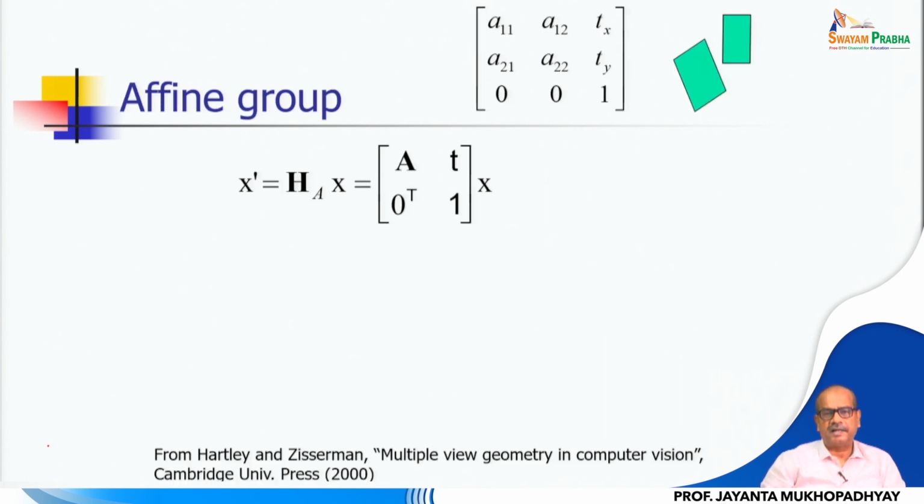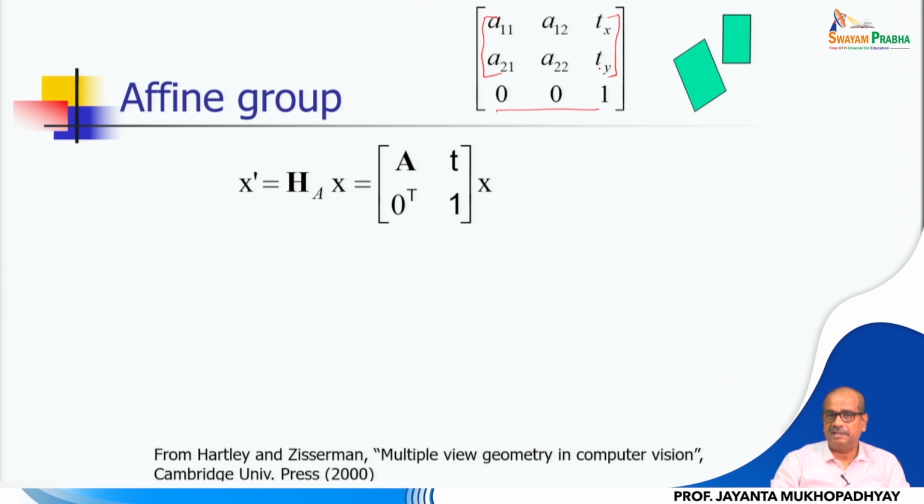Now let us consider the affine group. When you are considering the affine group, as I mentioned, the last row would be in the form of 0, 0, 1. So that characterizes an affine transformation, and which means that all these 6 elements now become unique under this representation. When it is 0, 0, 1, all these 6 elements are unique.